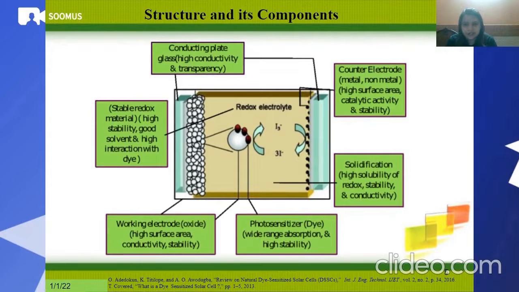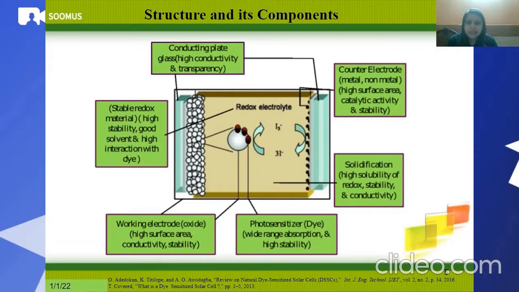And these are the structure and components of DSSC. First one is the conducting glass substrate, which should have high conductivity and be transparent. Next is the working electrode, which may be an oxide like titanium dioxide or zinc oxide, and it should have high surface area, conductivity and stability. Next is the photosensitizer, a dye. It can be a synthetic dye, organic dye, natural dye, and many more, and it should have wide-range absorption and high stability.